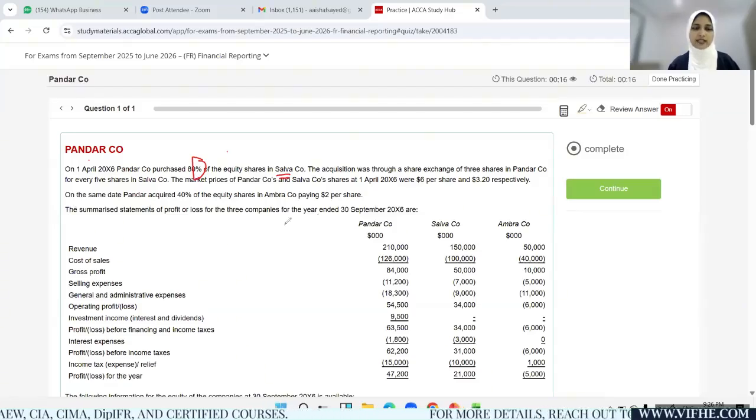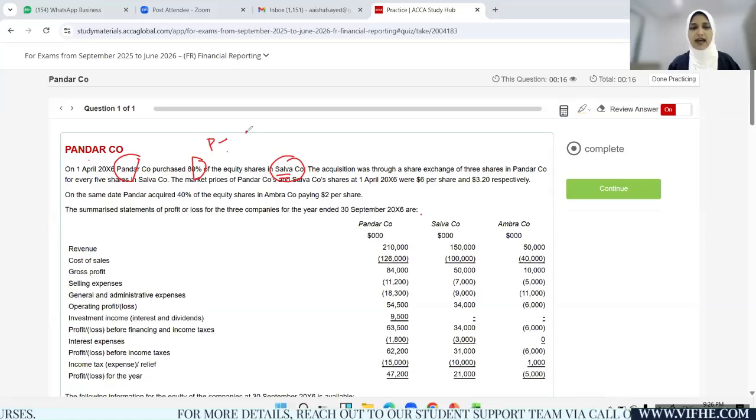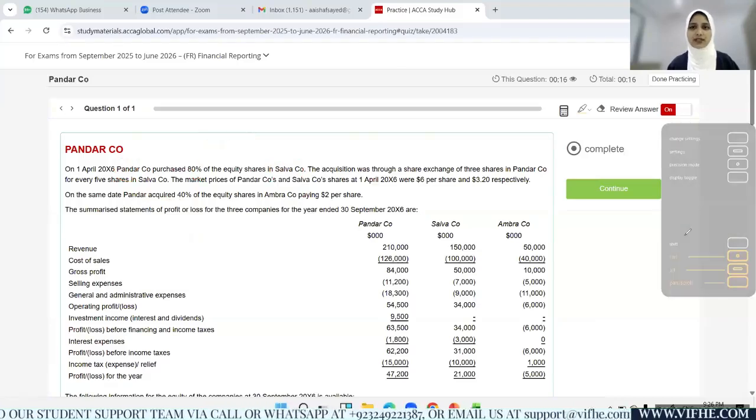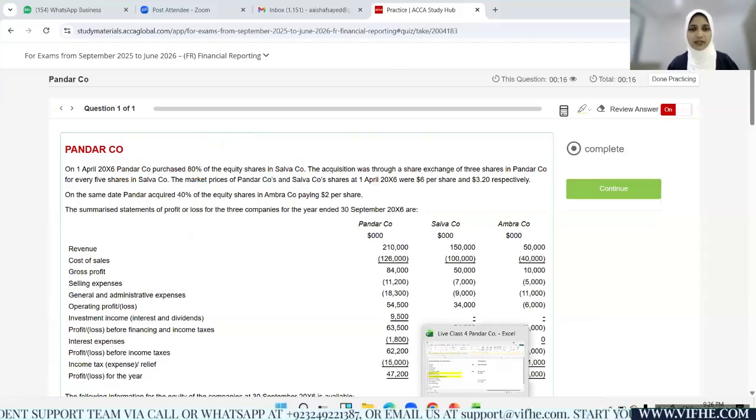And the summarized statements of profit and loss for the three companies are as below. For the relationship where it's Panda and Salva, you have 80%, so it means that it's a parent and subsidiary relationship. Where Panda acquired 40% of Ambra, it is an associate relationship. So quickly in your group structure, you can put parent subsidiary 80, parent associate 40.